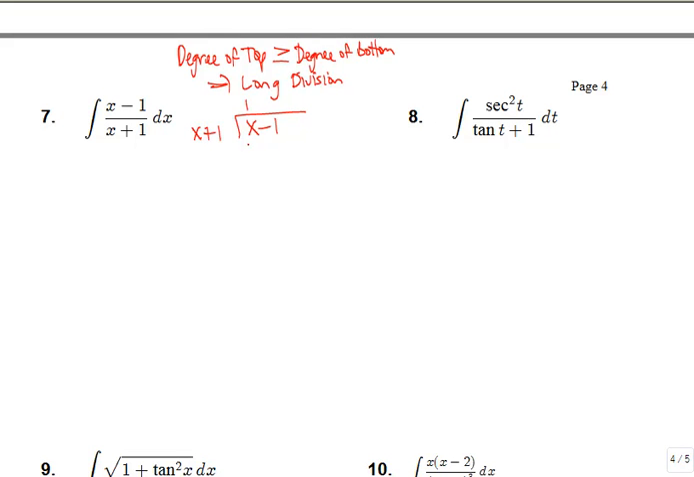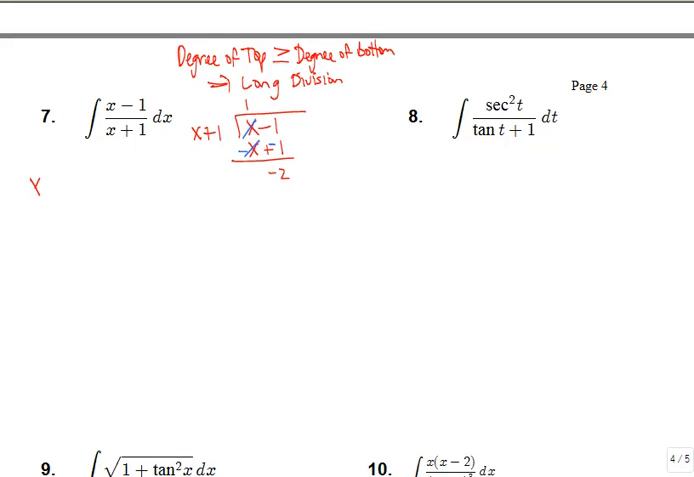X times 1 would give me x. 1 times 1 would give me plus 1. But when we do division, we do subtraction as well to get that remainder. So I have to subtract both the x and the 1, which means both of these become minus. So the x's cancel, and a minus 1 and another minus 1 become a minus 2.